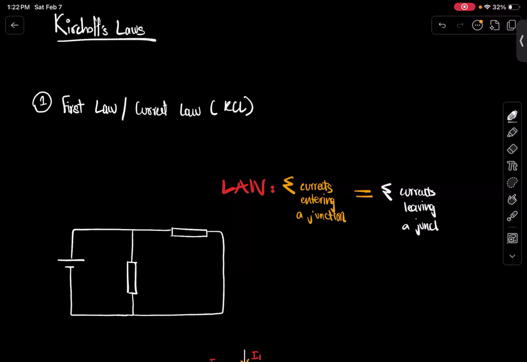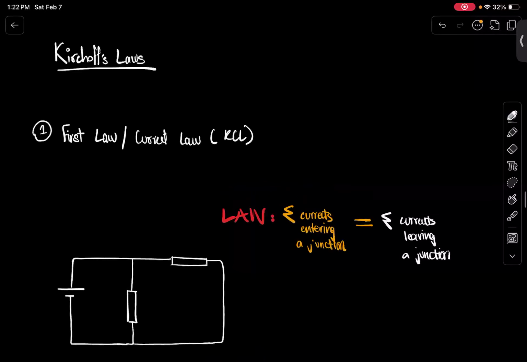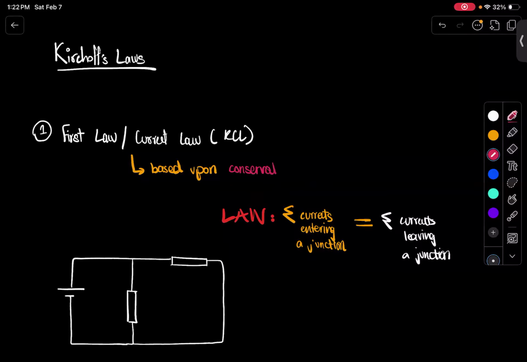It's pretty basic, right? And by the way, keep in mind that this current law is based upon conservation of charge. Conservation of charge. Remember that. Okay, so the current law is associated with the conservation of charge. Now, what does that mean?